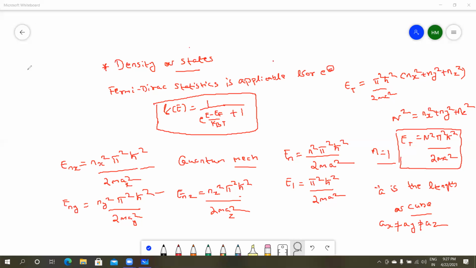So you can find the total energy. Total energy is basically π²ħ²/2m times nx²/ax² + ny²/ay² + nz²/az². So this is my total energy. In this case, ax is not equal to ay is not equal to az. When they are equal, you can write the formula like this. Basically, we are going to deal with this particular formula. We will find the total energy. So this capital N² is equal to nx² + ny² + nz². Up to this, I think there is no doubt. So we can move on.